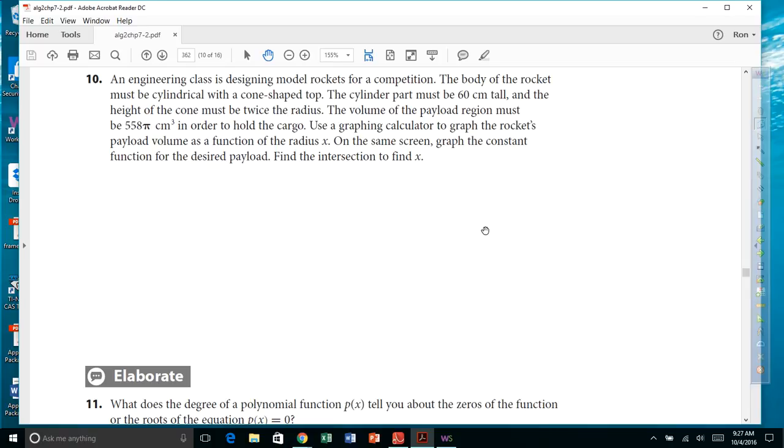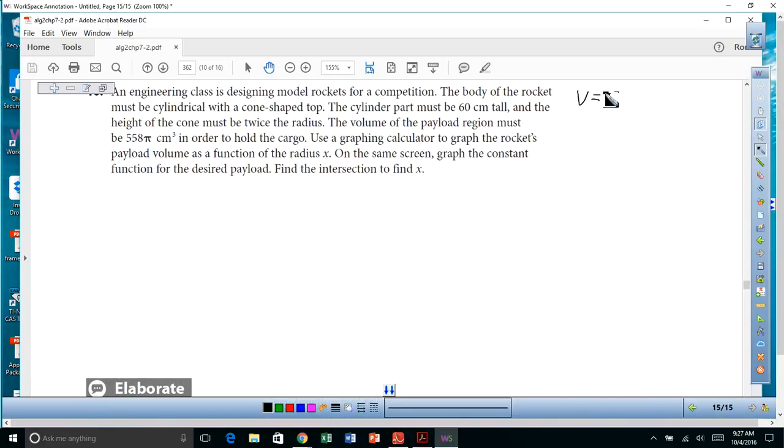Using a graphing calculator, graph the rocket's payload volume as a function of the radius x. On the same screen, graph the constant function for the desired payload. Find the intersection to find x. So what do we got here? The overall volume will equal the volume of the cone plus the volume of the cylinder.